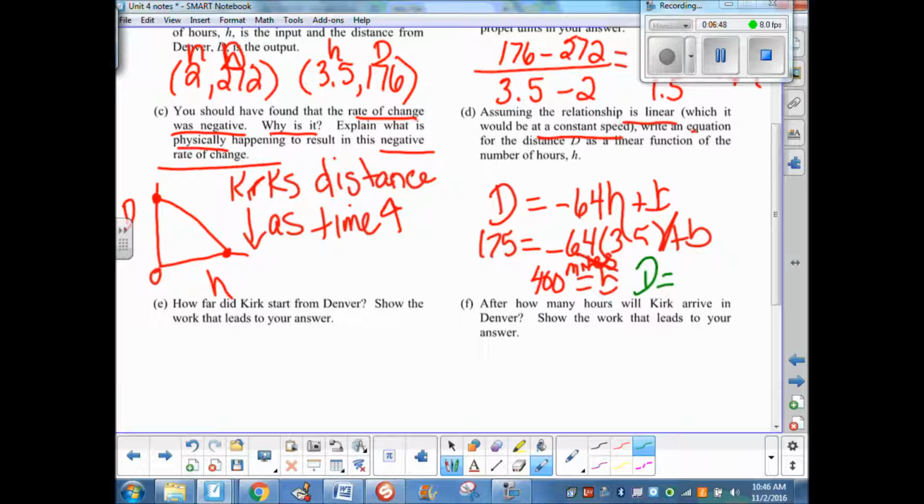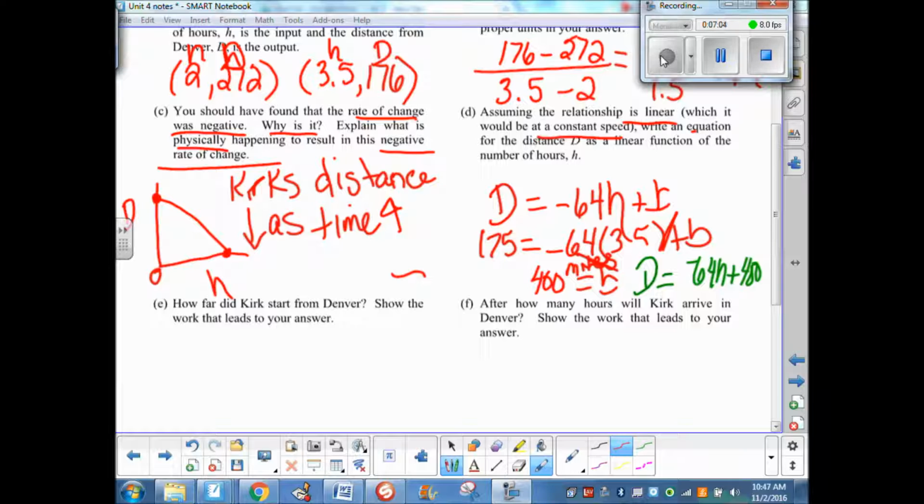D is equal to negative 64h plus 400. I'm going to pause again and just go and do this on the smartboard. Okay, guys, I'm back. I'm on the smartboard now.